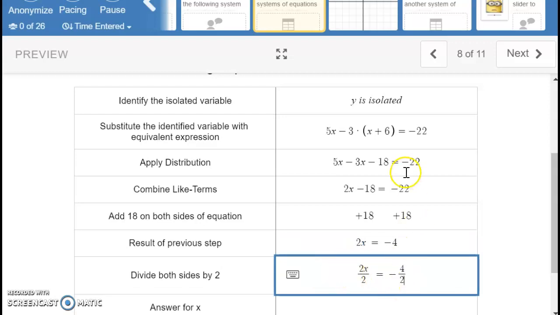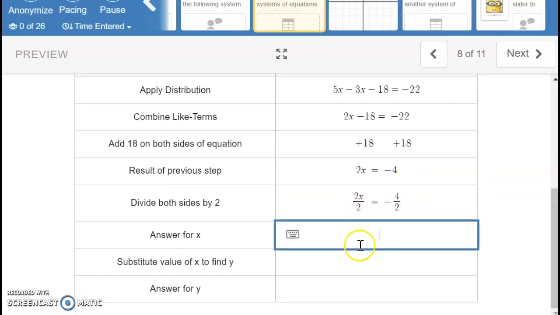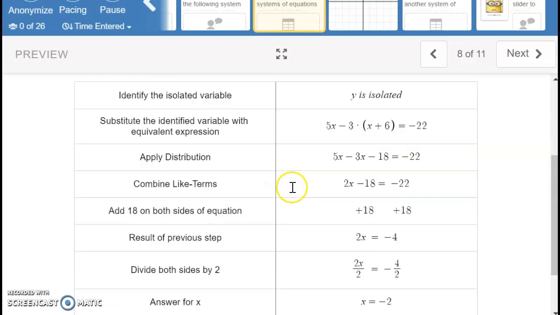Remember, whatever I do to one side of the equal sign, I need to do the same to the other. So now you're left with x is equal to, what's negative 4 divided by 2? That's negative 2. Okay, so you figured out your value for x. x is negative 2, so now we can substitute it into the first equation.